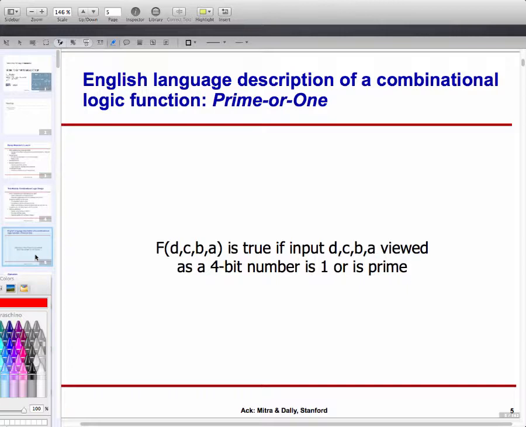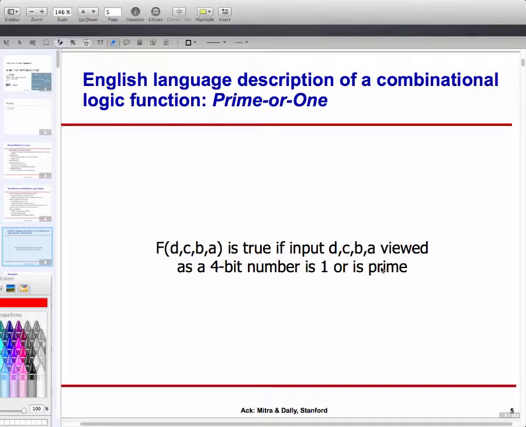So f of DCBA, we are going to think of D, C, B, and A to represent the 4 bits of a 4-bit number, D being the most significant bit, A being the least significant bit. And so it's basically saying that f of DCBA should be true, that is, output should be logic 1, if input DCBA viewed as a 4-bit number is 1, that means D is 0, C is 0, B is 0, A is 1, or it is prime.